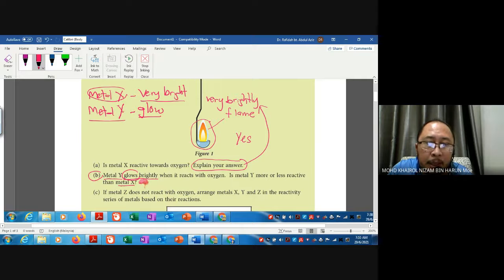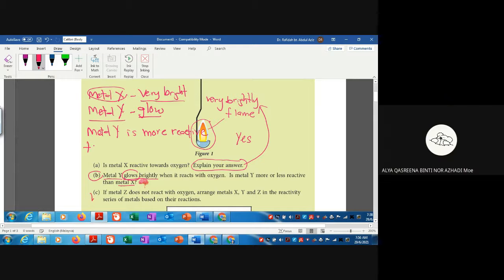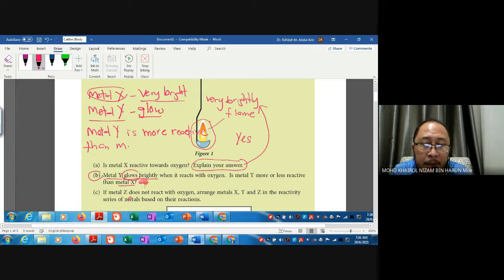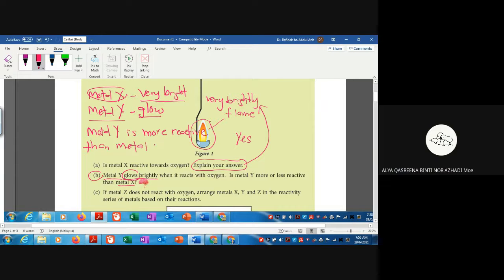So we can say that metal Y is more reactive. So that is the way on how to answer this one, how to compare the reactivity of metals. Metal Y is more reactive than metal X. Teacher, isn't metal Y less reactive?